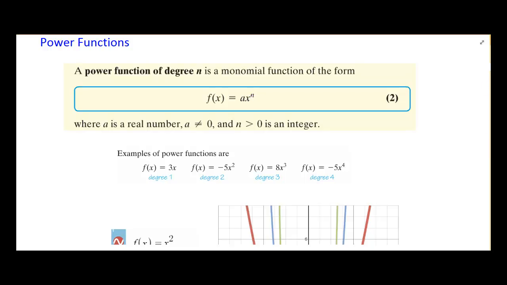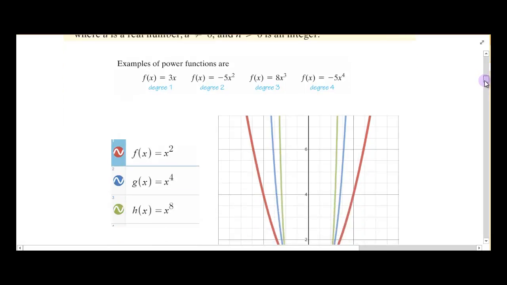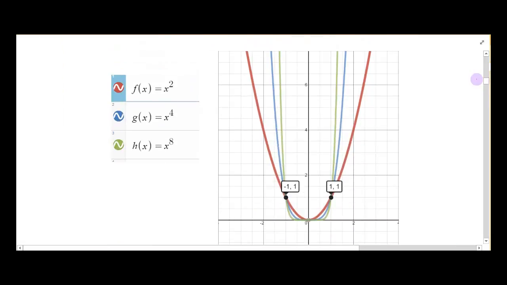And when we look at these power functions, let's look at this example of this set of polynomials that I have right here. In red, I have the function x squared. In blue, I have x to the fourth, and in green, I have x to the eighth. And what do you notice about these three functions? Well, they all have the same basic shape. They all look like a parabola or a quadratic function that we're used to seeing.